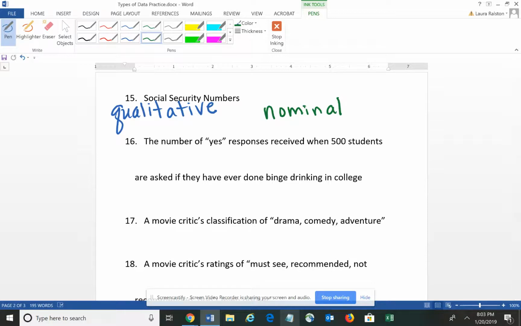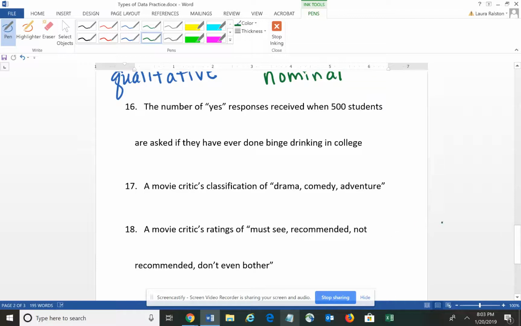Number 8. The colors of cars driven by college students, such as red, black, blue, magenta, mauve, and so on. Okay, so I'm going to walk up to you and I'm going to say, what color car do you drive? And the response you give me is going to be a word or a phrase. So this would be qualitative. And the other thing to remember about qualitative data, you don't calculate with qualitative data. We don't add words together. So with qualitative data, we don't perform any kind of calculations.